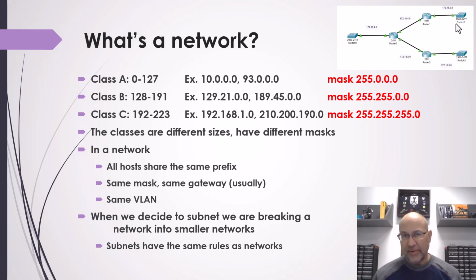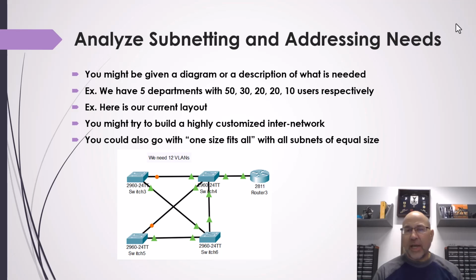It's just a chunk of address space. Now, when you're trying to figure this out, you might be given a diagram or a description of what is needed, right? You might say, well, here's our network diagram that we have. We've got growth, we've got changes. What should we do for subnetting? It might be that you simply say, all right, we're coming up with an initial design. We have 5 departments with 50, 30, 20, 20, and 10 users respectively, right? It might be that. So then you say, all right, well, what's a good way to lay out the subnets?